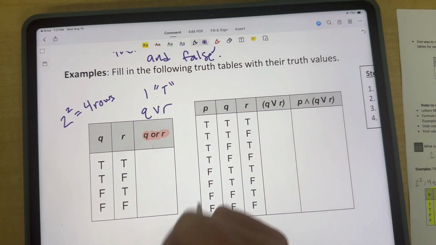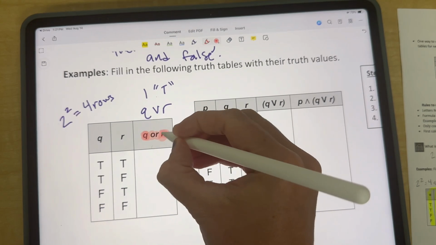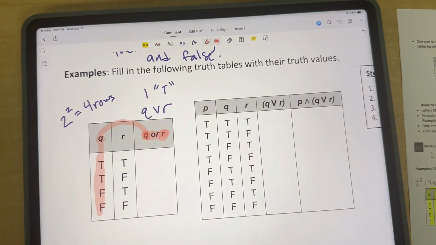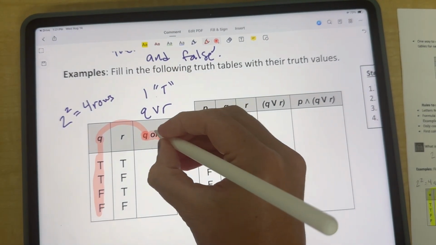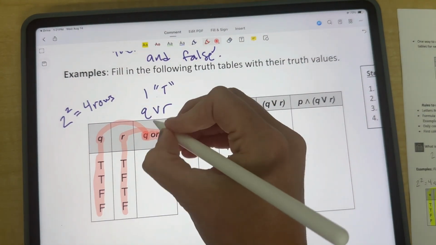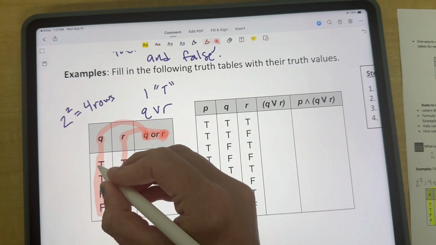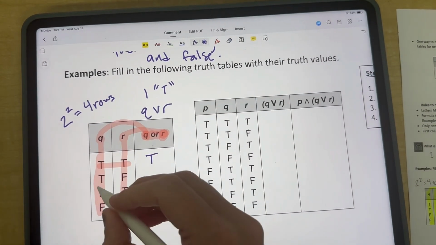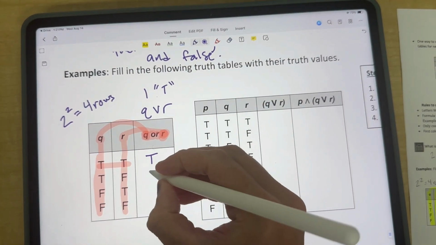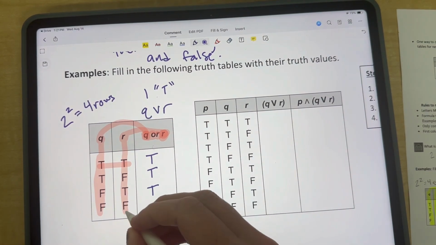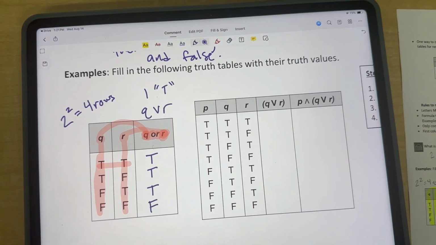Now I'm going to take my highlighter. Everybody should take their highlighters. You draw an arrow to Q and you highlight that. That's the first one you're using. Then you go to R and highlight it. That's the second one. Going across, since it's an OR statement, we only need one T. Do we have one T? Yes. The next one, we have T, F. Do we have at least one T? Yes. Next, do we have at least one T? Yes. Do we have one T in this row? No. So that's false. If you say yes, you write a T. If you say no, you write an F.